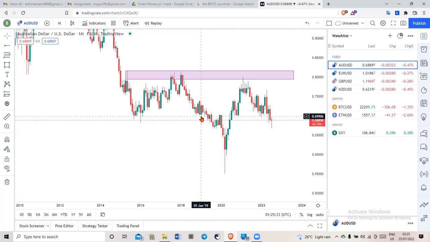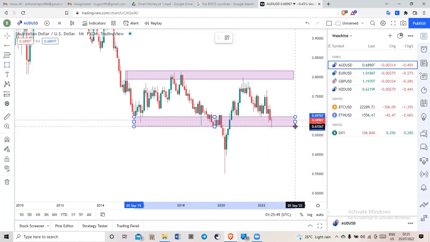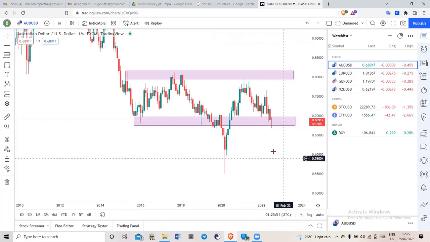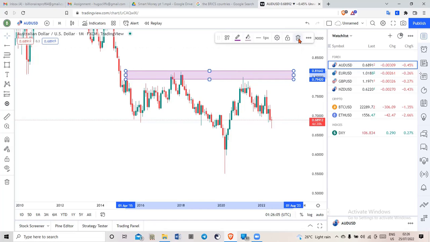You can see how I rejected this area for the second time. And you can see here again for the third time, and price is around that area for the fourth time. So this is the nearest support, resistance and support to the price, to the areas you are looking at.